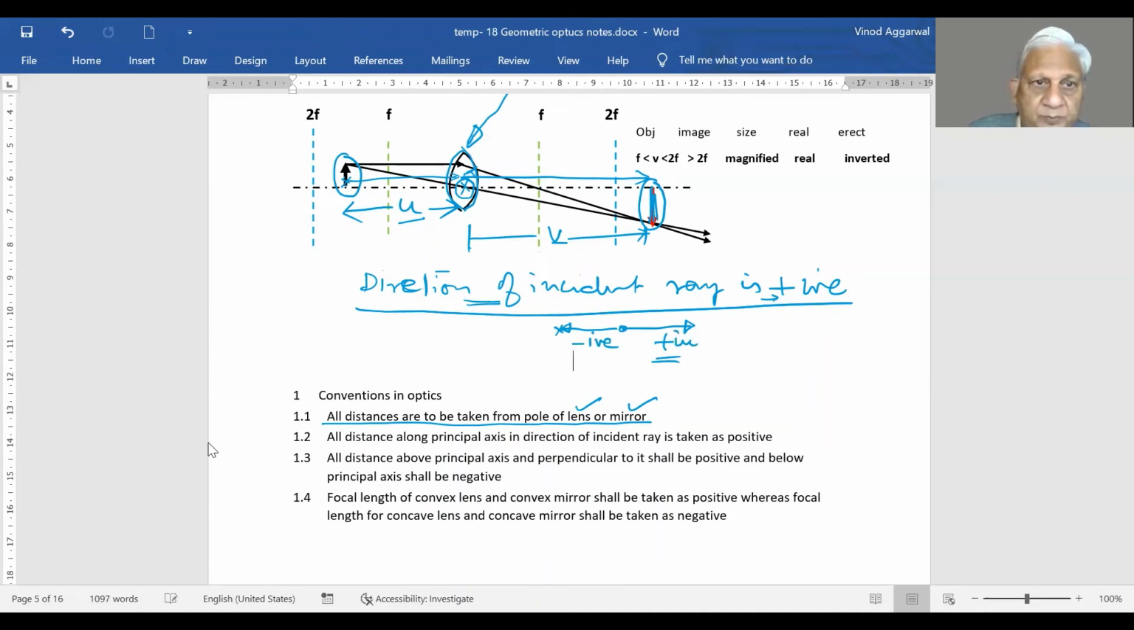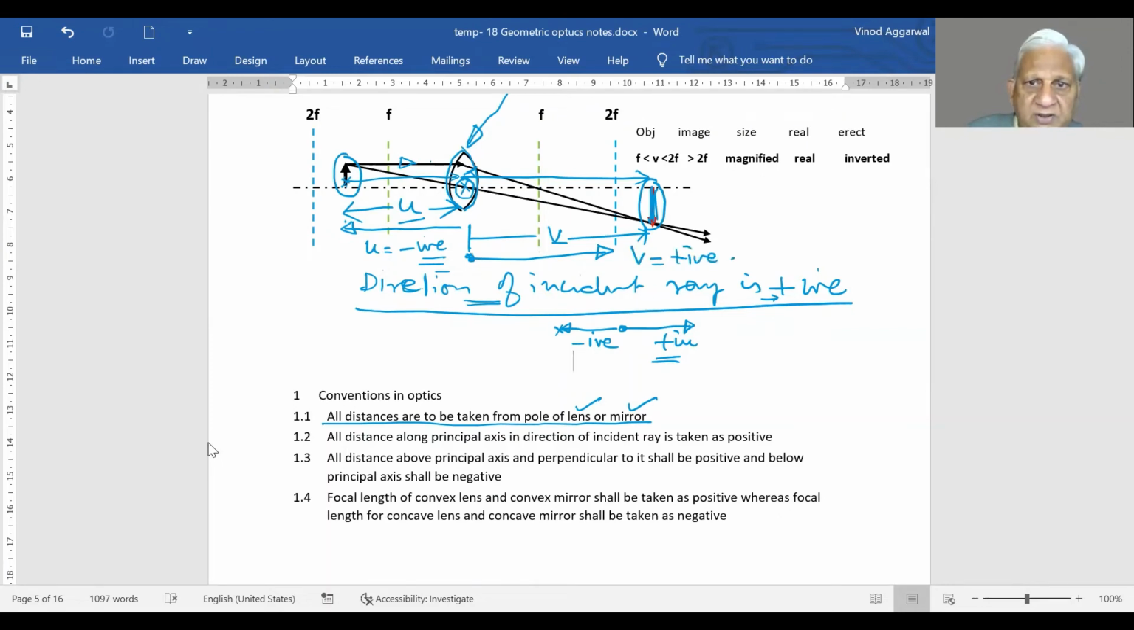For example, here the ray is going like this, and if we take u, for u we have to travel back in this direction, which is opposite to the direction of our incidence ray. So our u will be negative. What about V? Now the image is formed here, and we have to take the distance of the image from the pole. This is the pole, and we are going in this direction, which is the direction of our incidence light. So our V is positive.